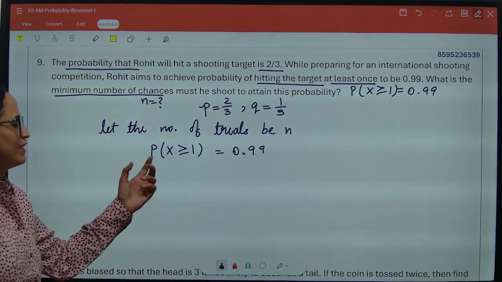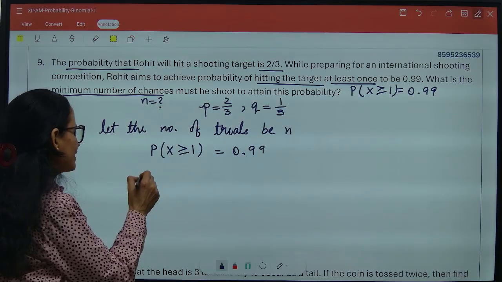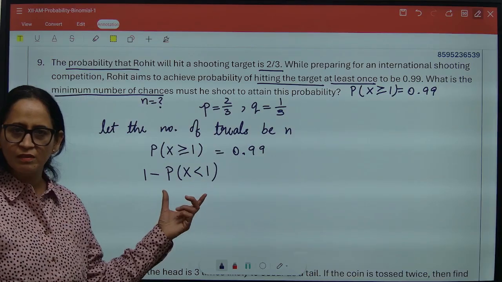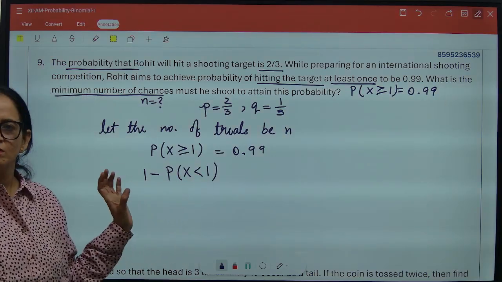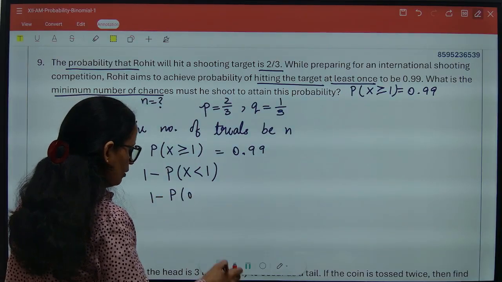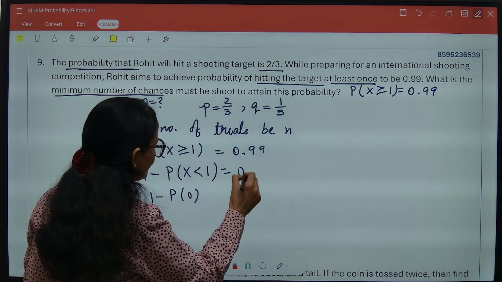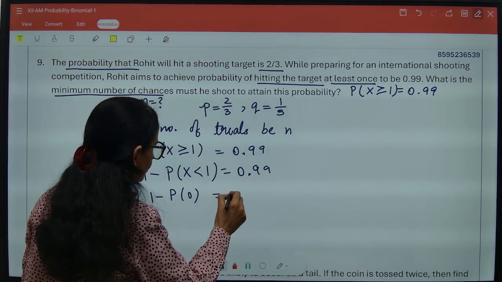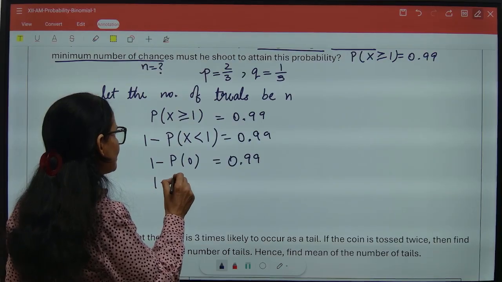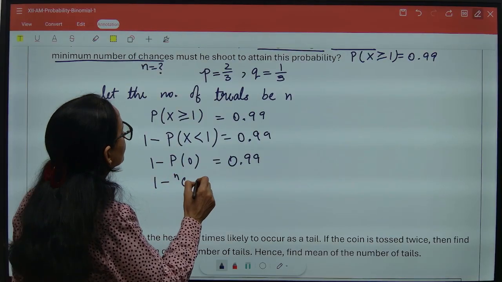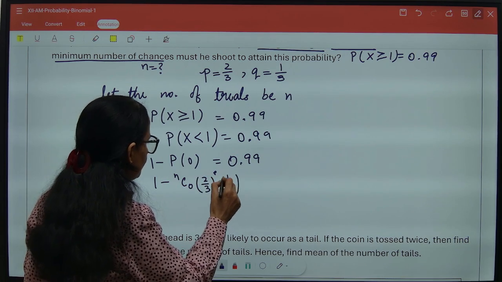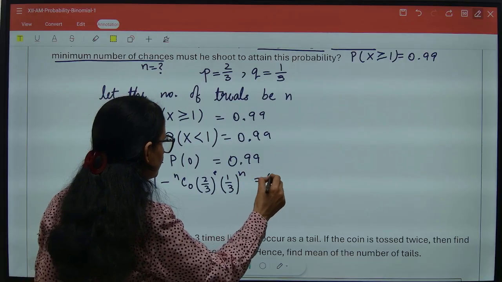Now what is the probability of x being greater than or equal to 1? This can be written as 1 minus probability of x being less than 1. We can write this, yes? And less than 1 means 0. So this can also be written as 1 minus probability of 0, which is equal to 0.99. So let's put the binomial distribution formula here: 1 minus nC0, (2 by 3) to the power 0 and (1 by 3) to the power n equals 0.99.